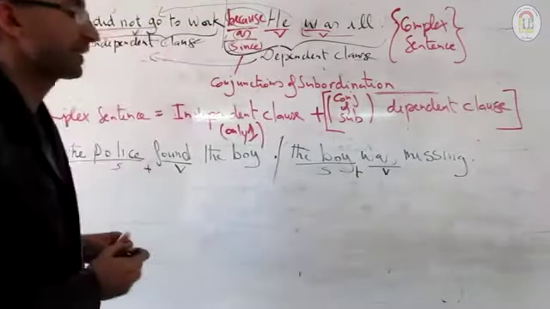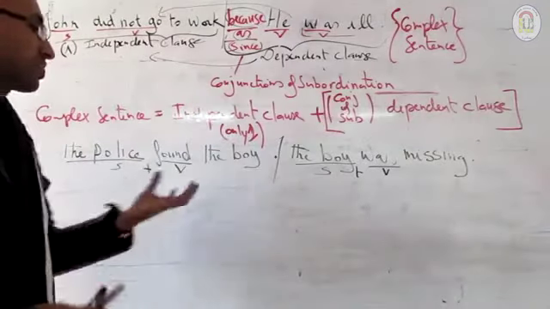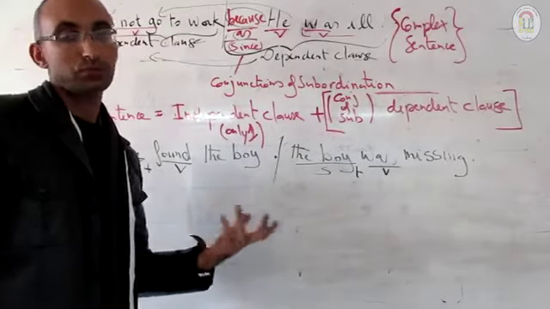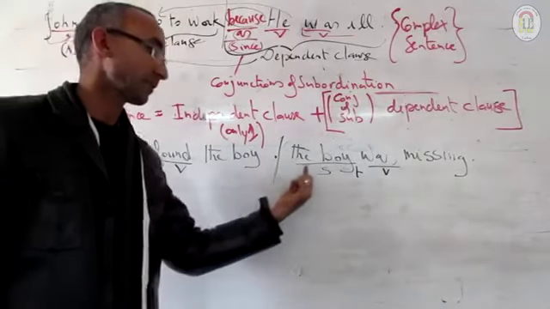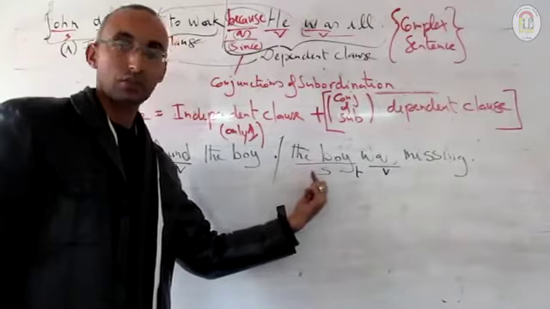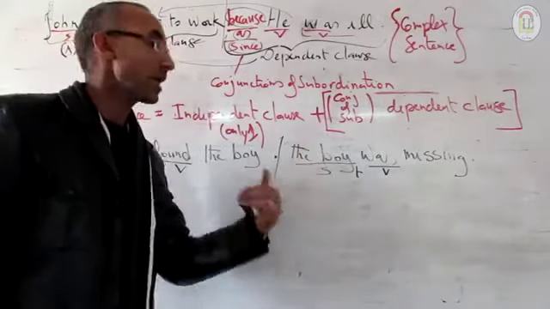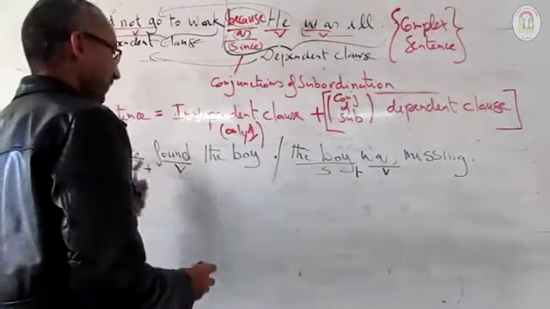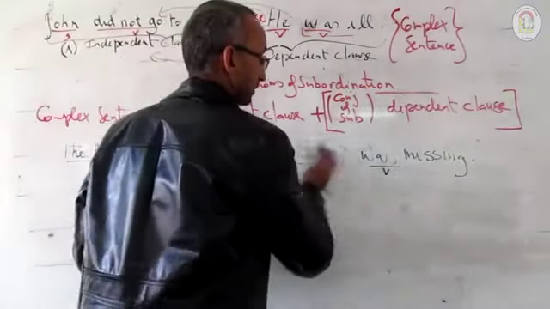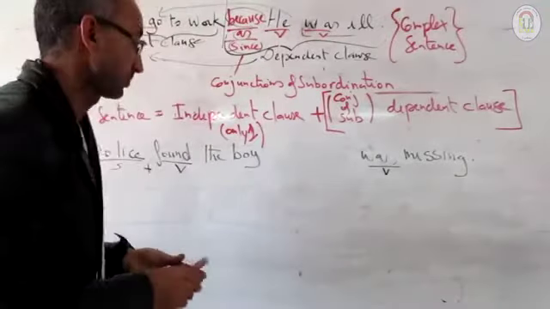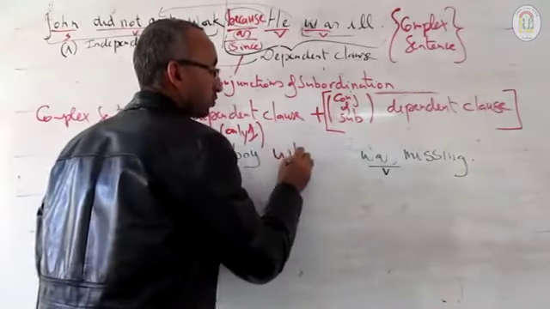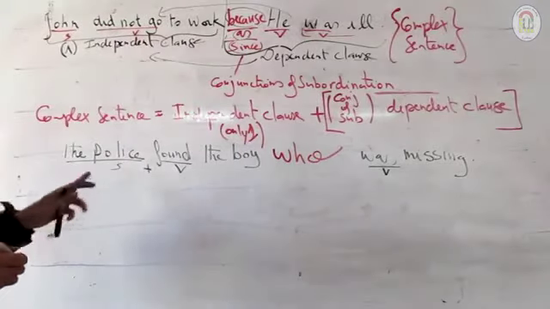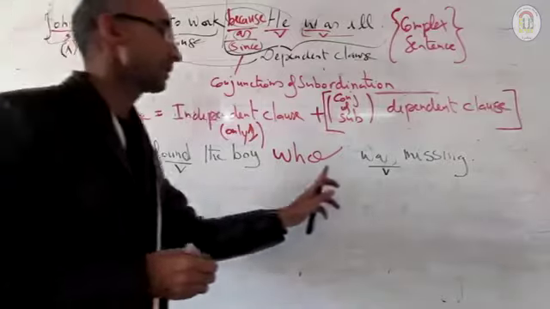Now if I want to join them and avoid the repetition here, what should I write? Of course, logically, I'm going to replace this repetition word with what? A pronoun. And I will choose who. The police found the boy who was missing.